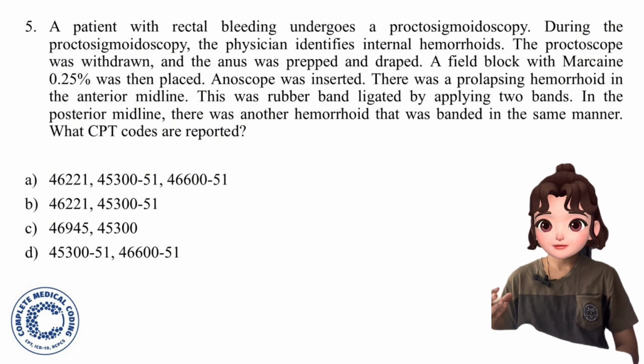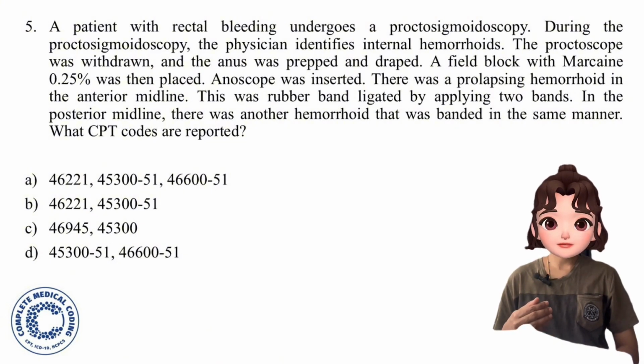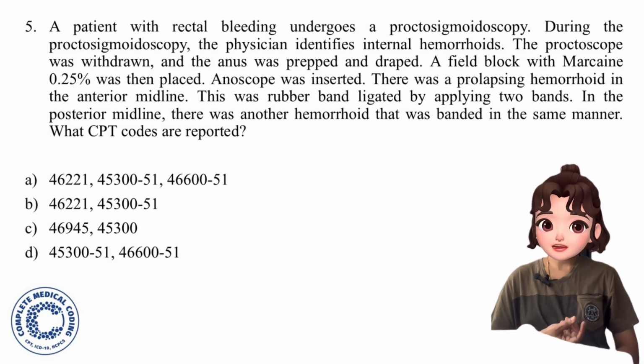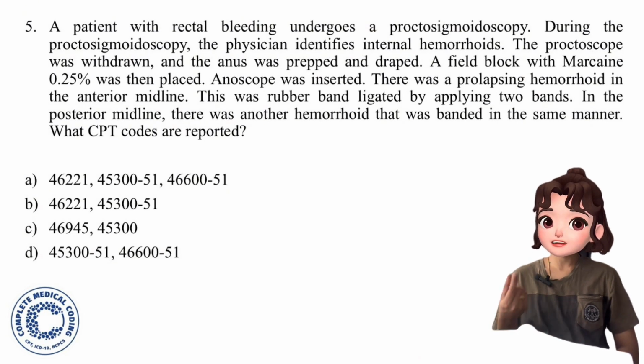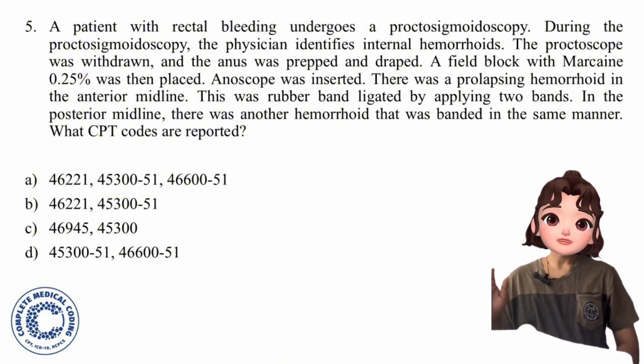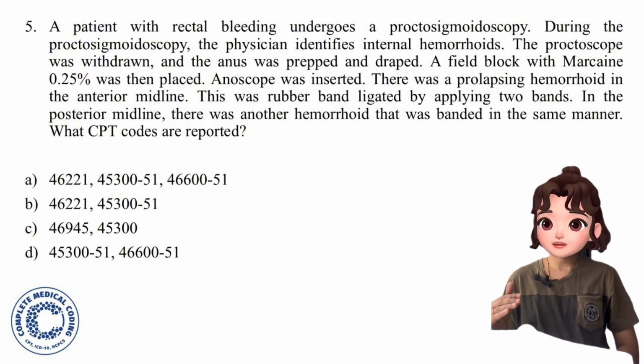That option is wrong. Now if you check option B, the same 46221, 45300 with modifier 51. Yes, this much only we need, right? The one for internal hemorrhoids, hemorrhoidectomy, and the second one is proctosigmoidoscopy. So we hope that B could be the answer. Just keep it over there. Check the other codes as well in options C and D. In both options, the proctosigmoidoscopy code is the same, 45300.